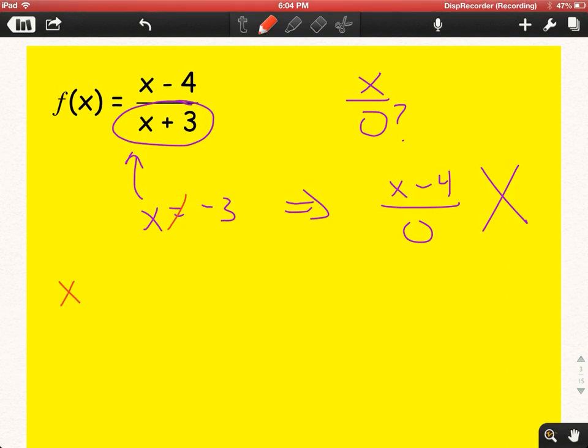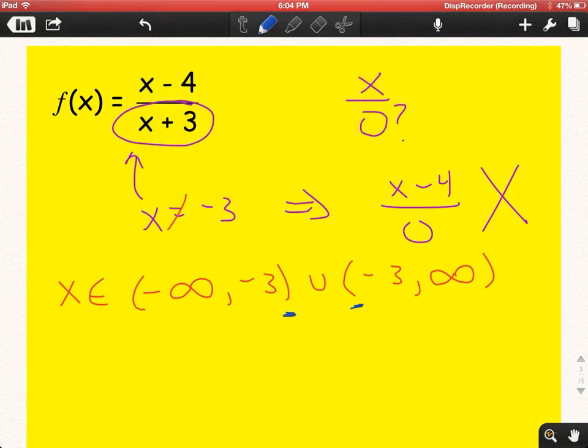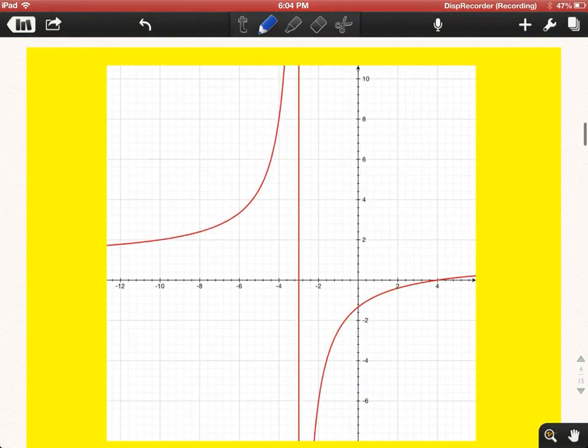So we write the domain in interval notation by saying x could be anything from -infinity up to -3, and from -3 to infinity. But notice that the parentheses are excluding the -3. And let's take a look at the graph.